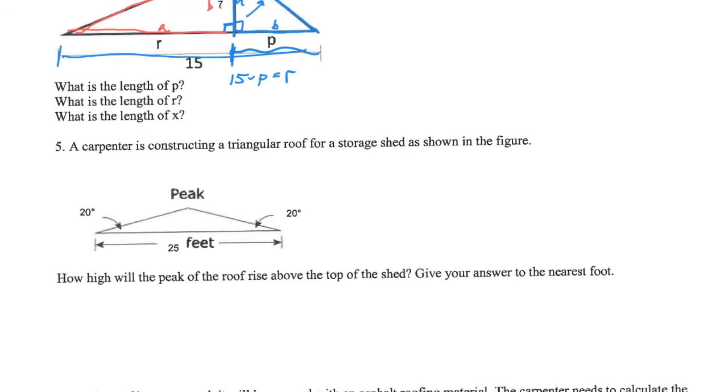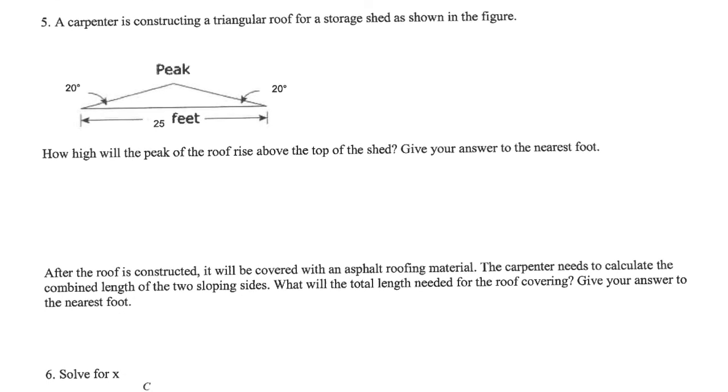All right, number 5, we're looking at another triangle, and we know that this is an isosceles triangle because both of these angles are 20. We're constructing this triangular roof for a shed. How high will the peak be? So the question is, what's this length here? And again, that's going to make a right angle, and it's an isosceles, so it's going to cut that 25 in half. So we're going to have 12.5 for this part of the triangle.